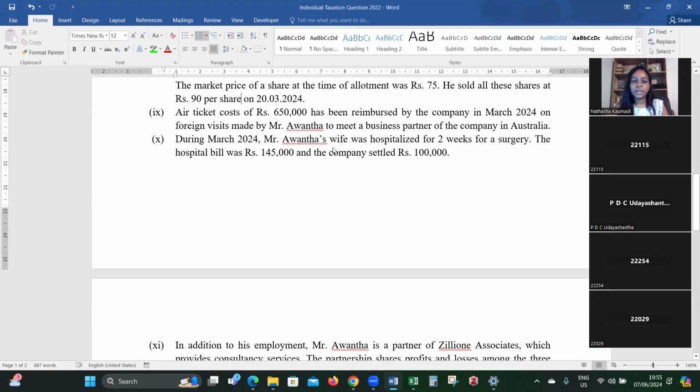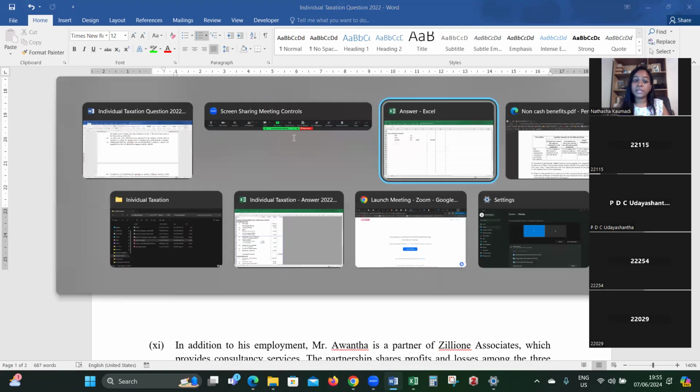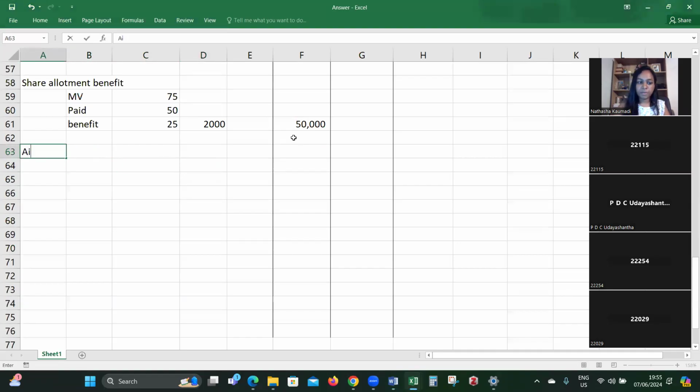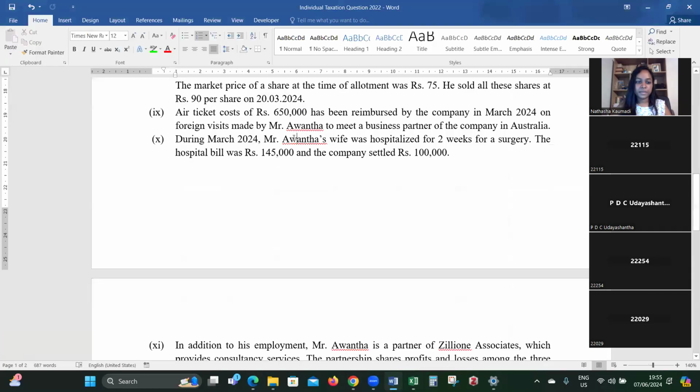This is Mr. Avanta being reimbursed for the amount spent for the company on their business trip. So even though there's no benefit, remember when you are answering questions in the exam, write that benefit. Air ticket benefit, it's 0. For this, you are getting marks, right? Mention that there is no benefit. So for that, you are getting marks. Remember those small points. Right, that is also done.